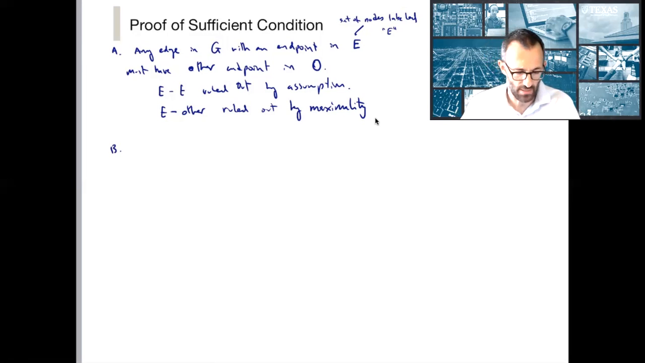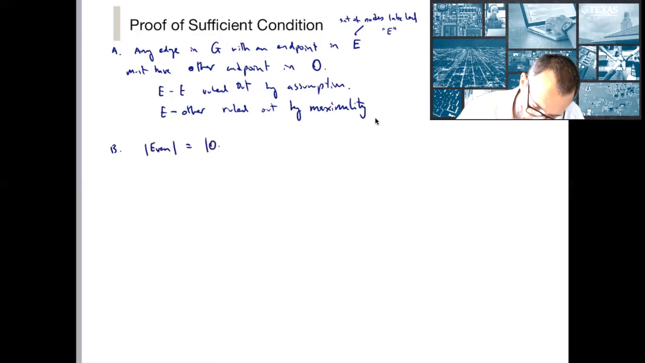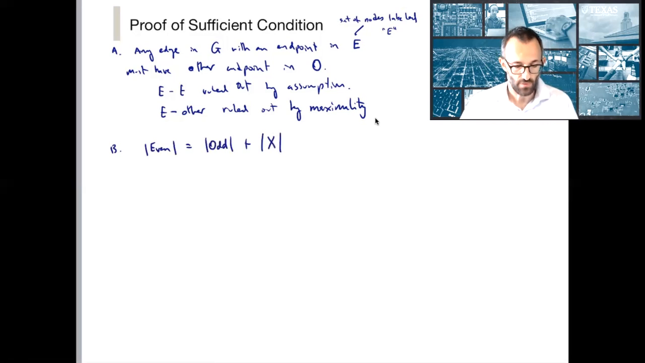I've completed this process. It tells me that the number of even nodes is equal to the number of odd nodes plus the cardinality of the exposed vertices. And again, this is because I didn't find an augmenting path. So this means that, this is again because there is no M augmenting path. That was also an assumption.